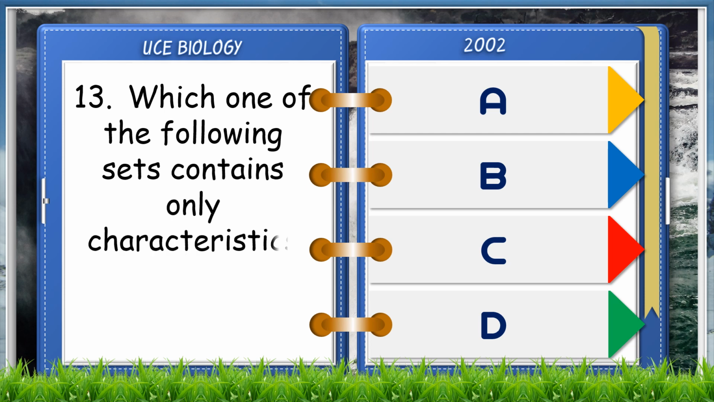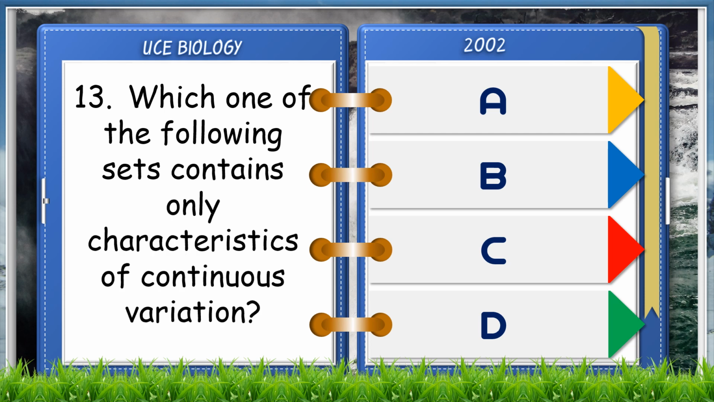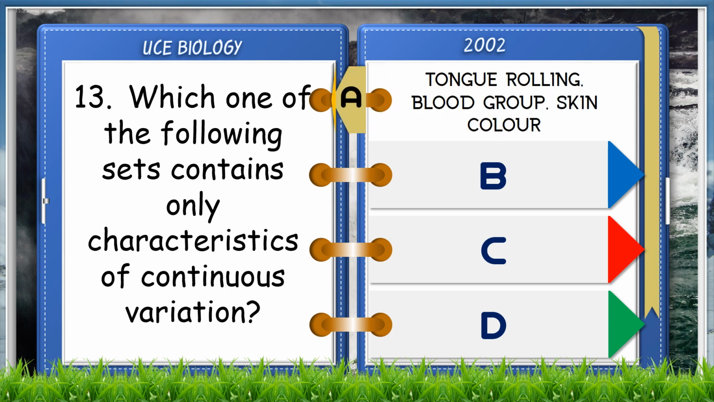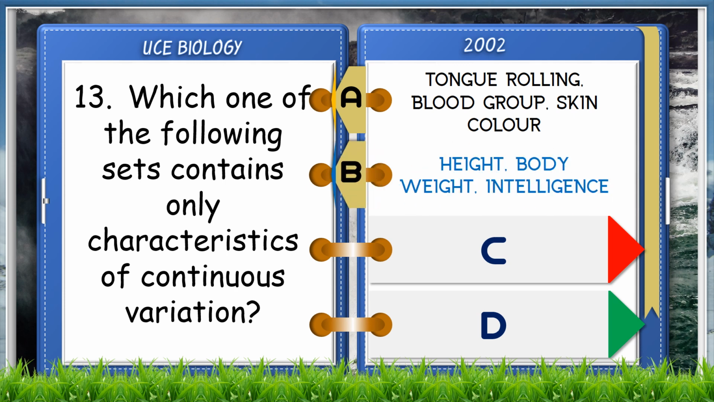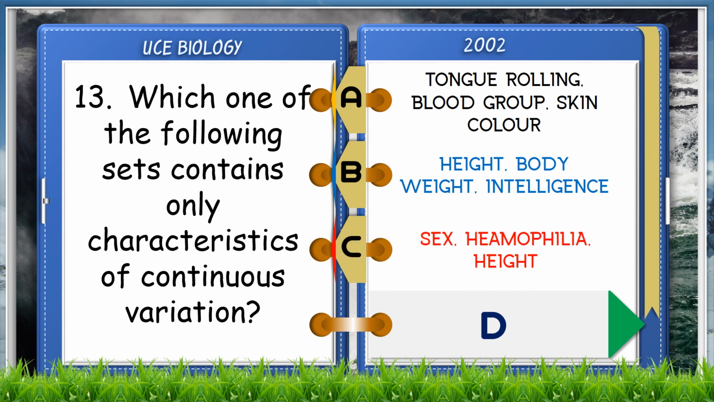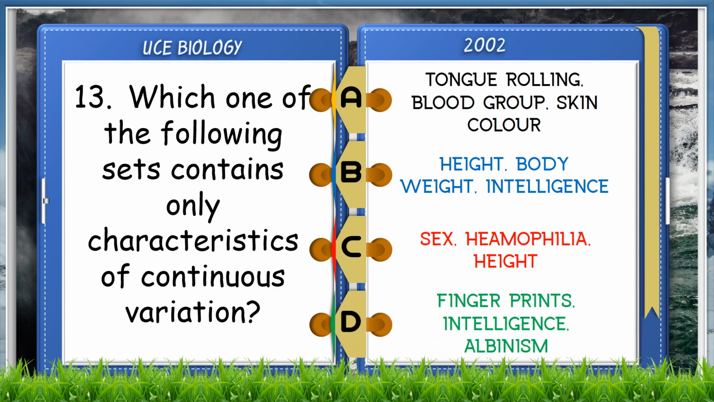Which one of the following sets contains only characteristics of continuous variation? A. Tongue rolling, blood group, skin color. B. Height, body weight, intelligence. C. Sex, hemophilia, height. D. Fingerprints, intelligence, albinism. The answer is B. Height, body weight, intelligence.